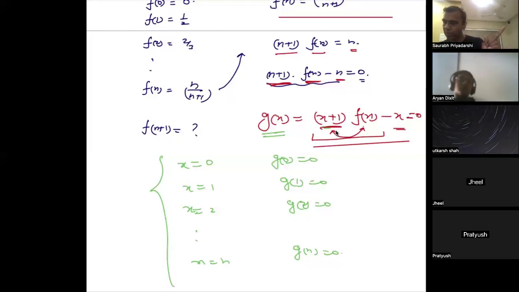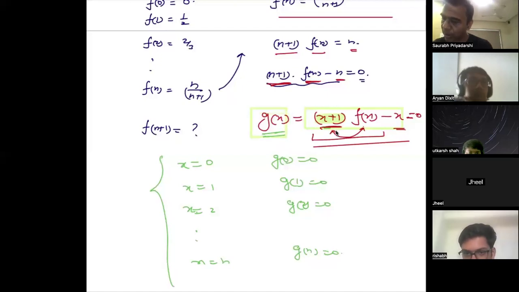f(x) is the polynomial of degree n. One more x plus 1 I am multiplying to this. So this complete thing is coming as the polynomial of degree... What is the degree of g(x)? n plus 1.